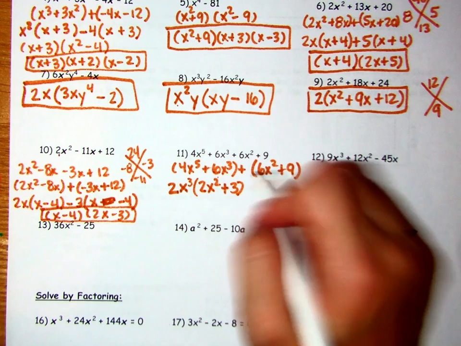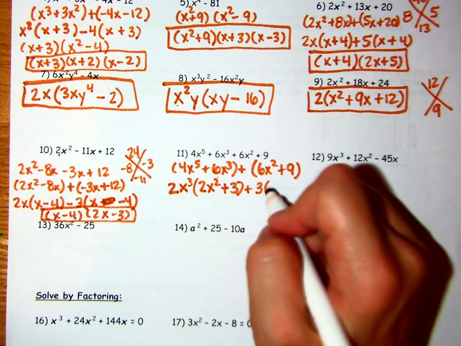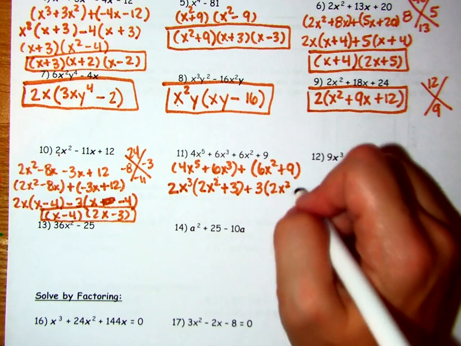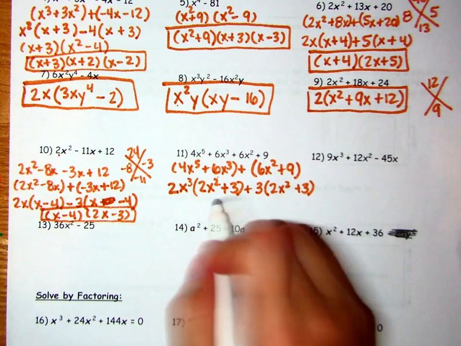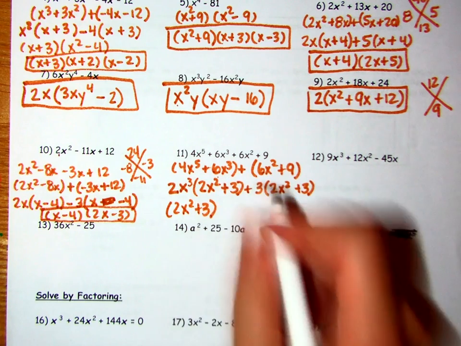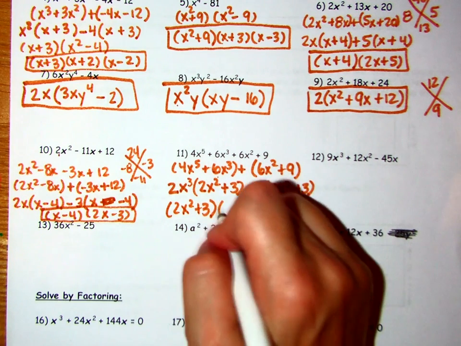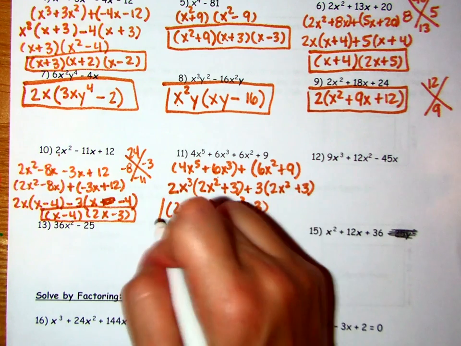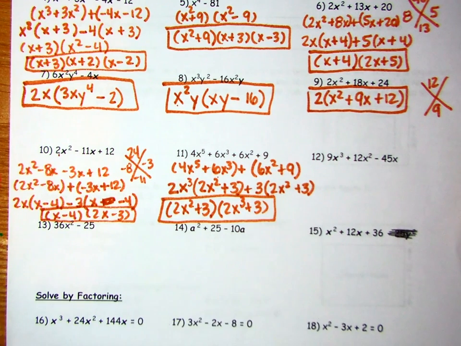The GCF out of this one is a 3. 3 times 2x squared gives me 6x squared, and 3 times 3 gives me 9. I do have a match on the inside. So 2x squared plus 3 from the parentheses here, and then this one is 2x cubed plus 3. These aren't exactly the same, so we have to box this, and this is our final answer.